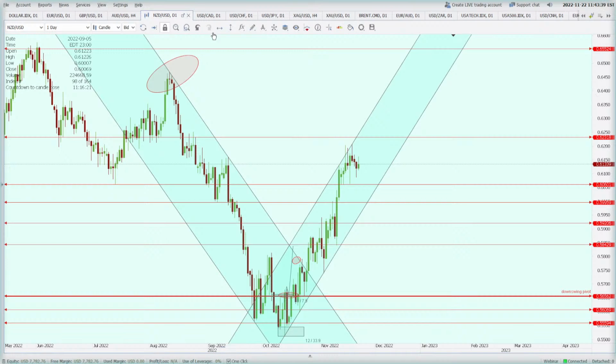All right, guys, for the New Zealand dollar, 0.6060 is the immediate support, 0.6231 is the immediate resistance. That's it.